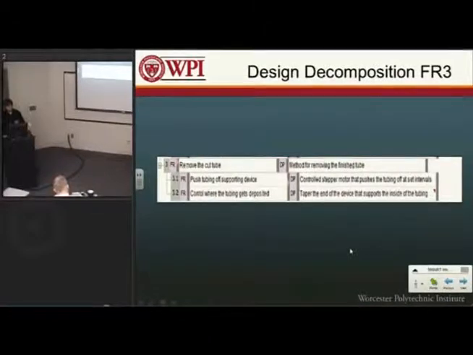And our FR3 was remove the cut tubing. What we had was push the tubing off the supporting device. With that, we had a stepper motor that slowly pushed the tubing from the back end up at set intervals that the computer controlled, and eventually pushed it off the edge of the mandrel. Then we controlled where the tubing gets deposited, and that was just we tapered the end of the mandrel so it nicely fell into a device underneath the entire surface.